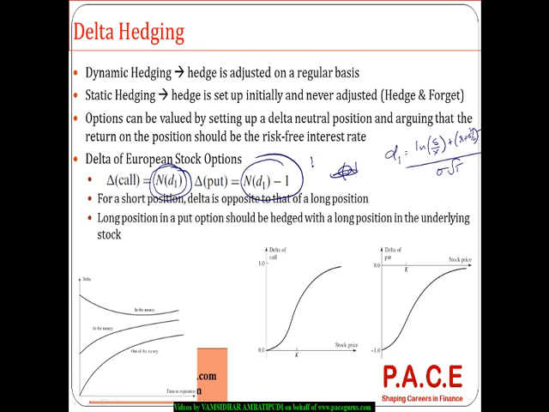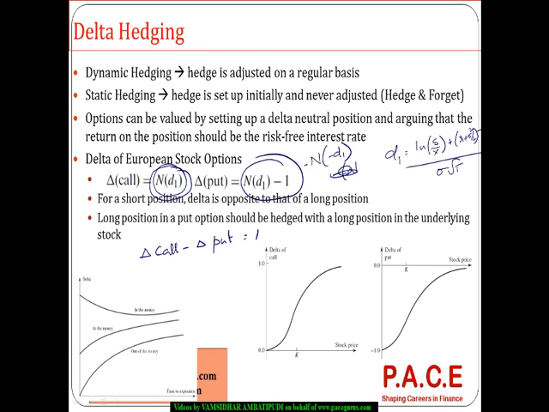Right, N of minus d1 is minus of N of d1, which results in N(d1) minus 1. That will result in the delta of a put option. So if you are looking at the delta of a call minus the delta of a put, it should sum up to 1. That's one more relationship you can very well look at.